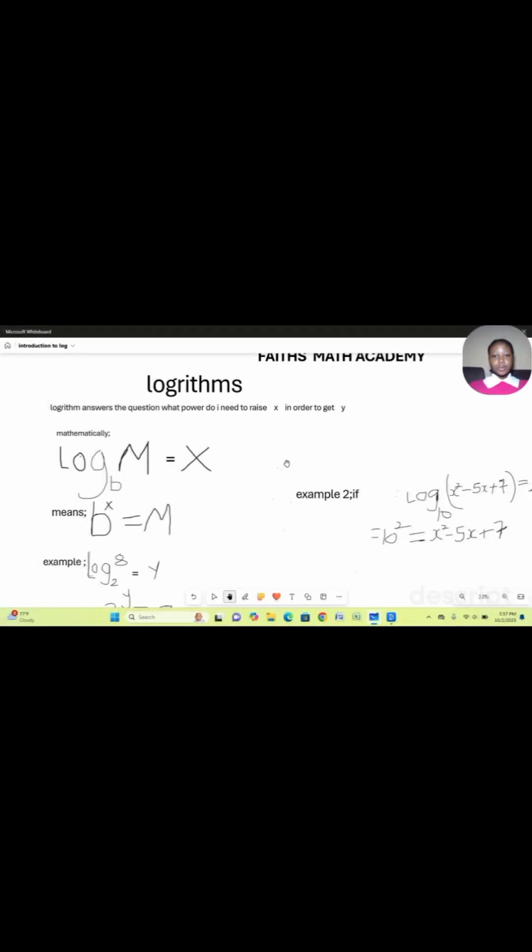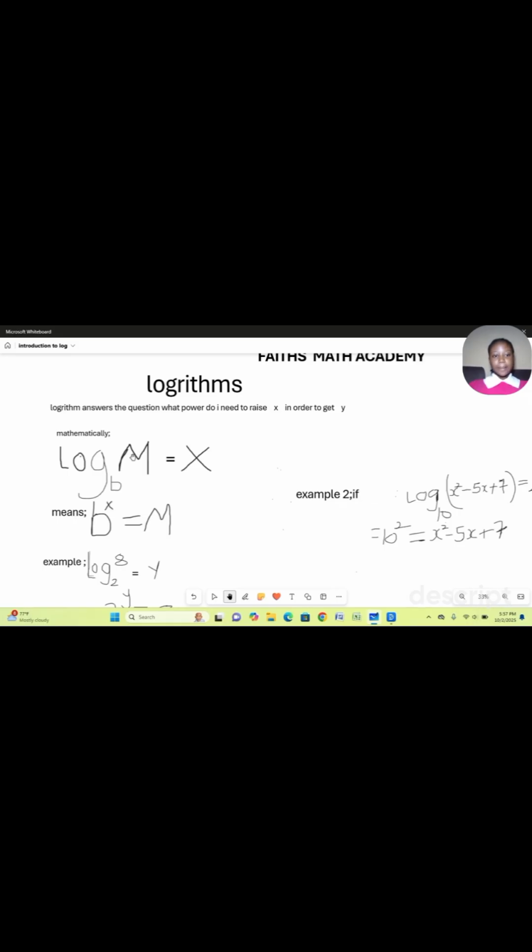So what is logarithm? Logarithm answers the question, what power do I need to raise x to in order to get y? That is, what power do I need to raise a particular value to in order to get a particular value?